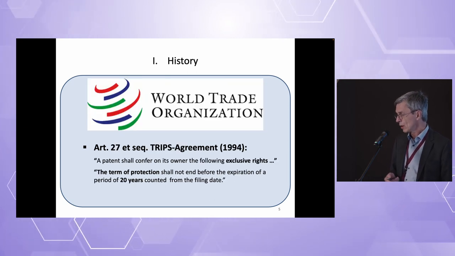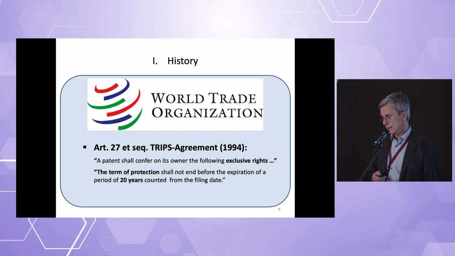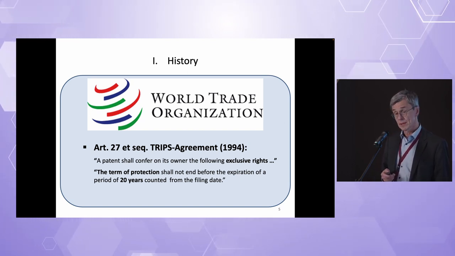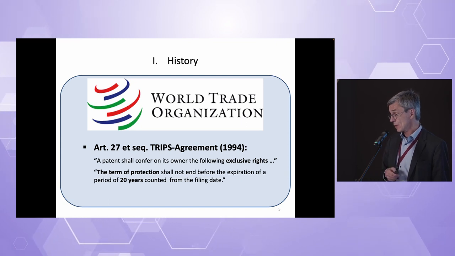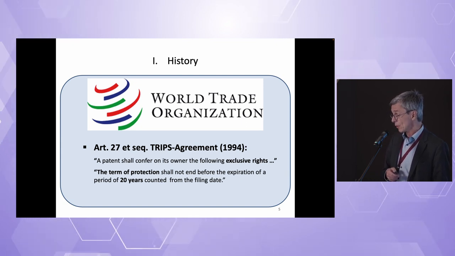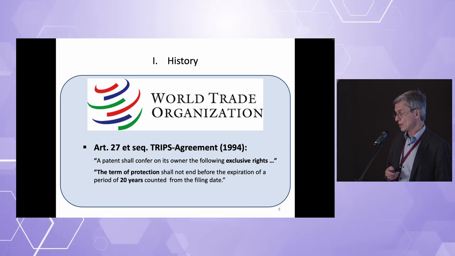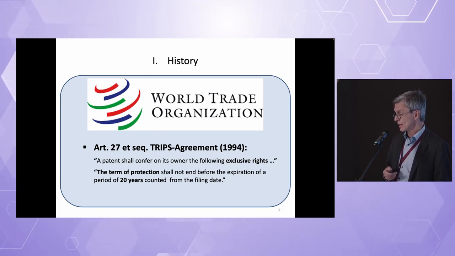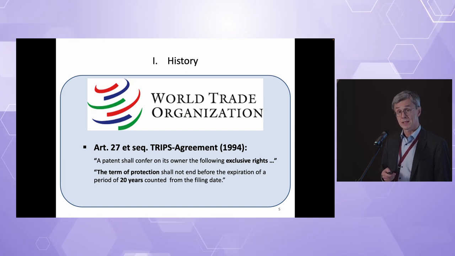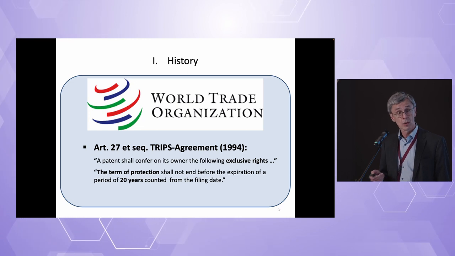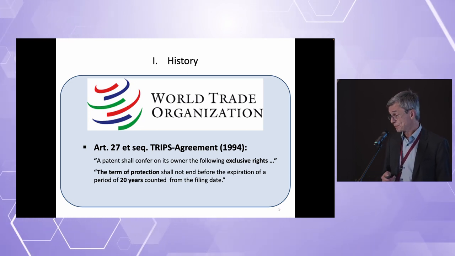And when we go on, another cornerstone, of course, is the TRIPS agreement. There it is said that the patent shall confer on its owner the following exclusive rights, and then again also, the term of protection shall not end before the expiration of a period of 20 years. There you have the 20 years, which you can now find in almost all patent acts around the world.